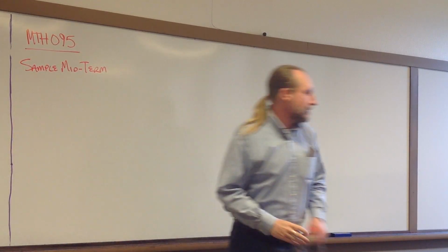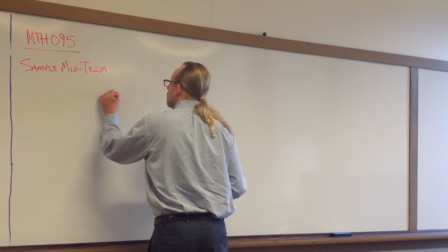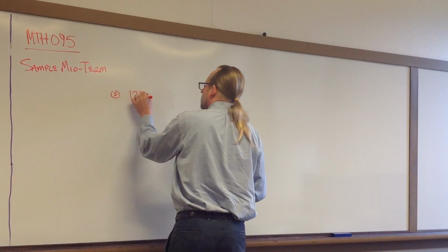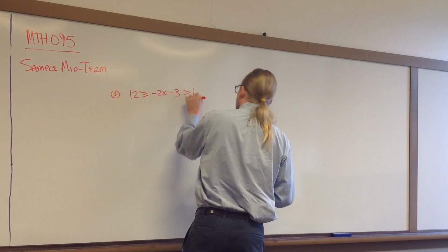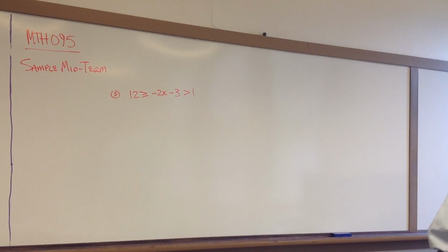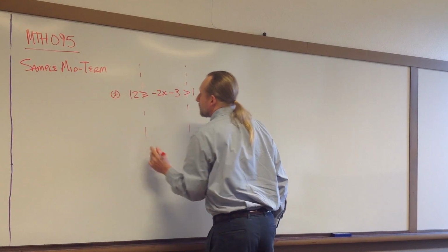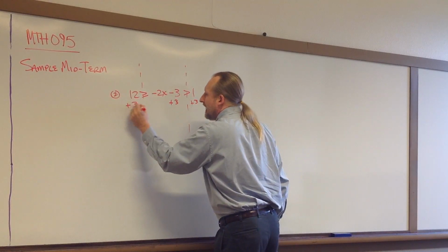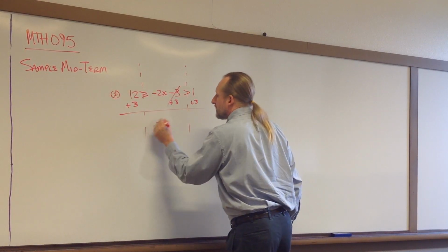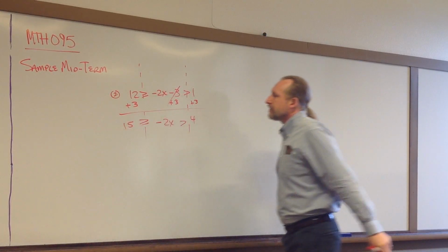Let's see what else we've got here. Problem two is a compound inequality. One important thing to remember about these compound inequalities is instead of there being two places where you have to add or subtract or multiply or divide, there's three different places. So if I want to add 3 here to cancel that out, I've got to add 3 here and add 3 over there. So this cancels out. Negative 2x greater than 4, less than or equal to 15.